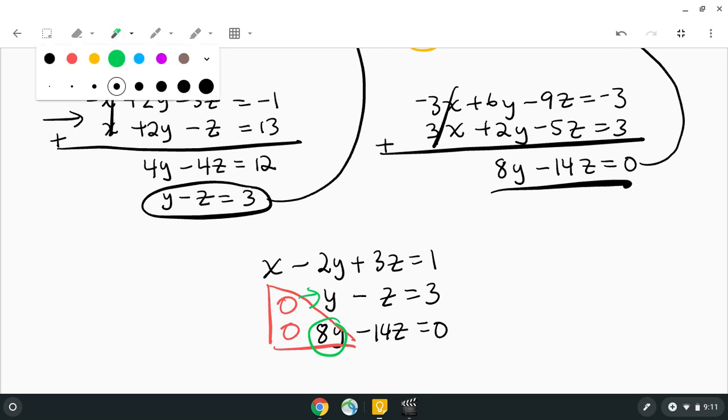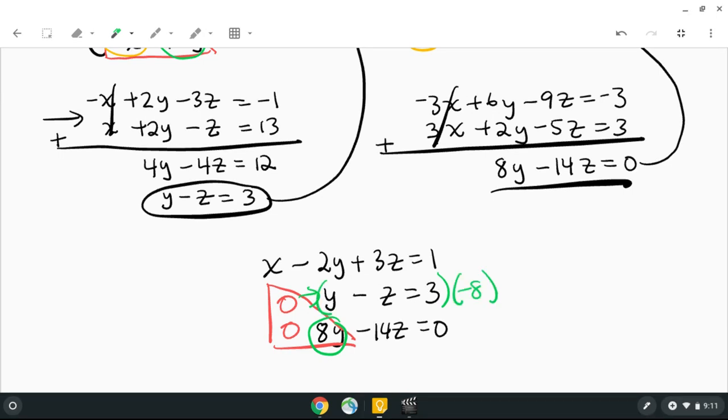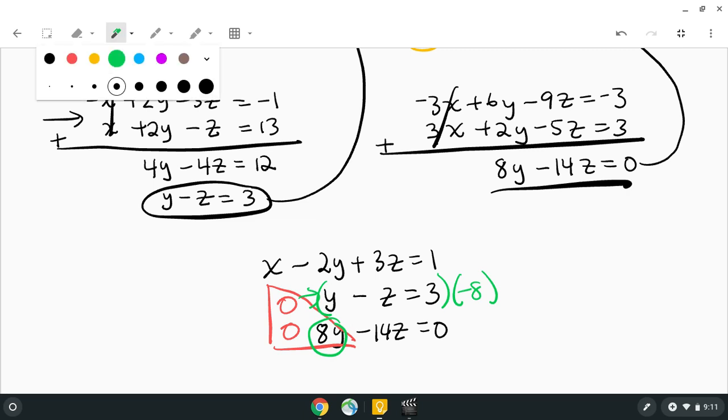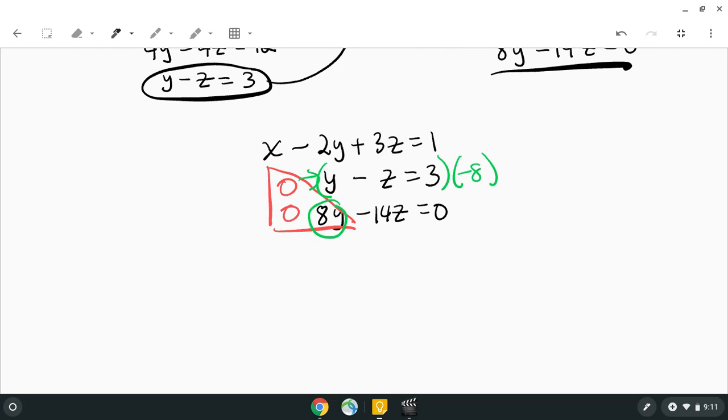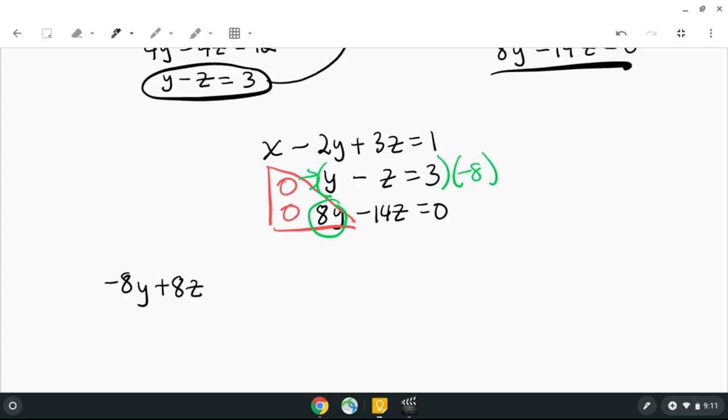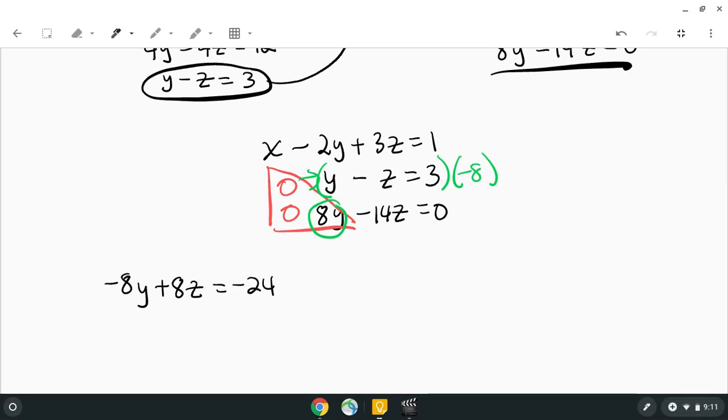All right, so if I'm going to use that and I want to eliminate 8y, then it looks like I'm going to have to multiply this second one by -8 to eliminate that 8y, right? So let me multiply that one by 8, and I'll get -8y plus 8z equals -24. And I'll bring down that bottom one because that's the one I'm trying to eliminate.